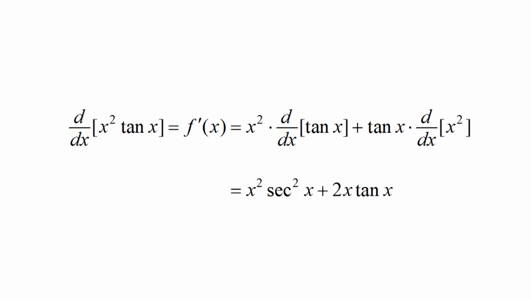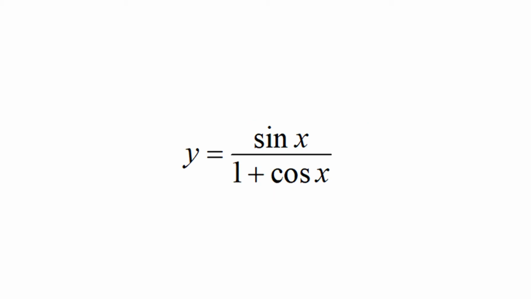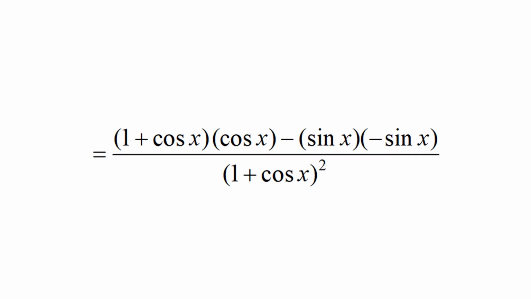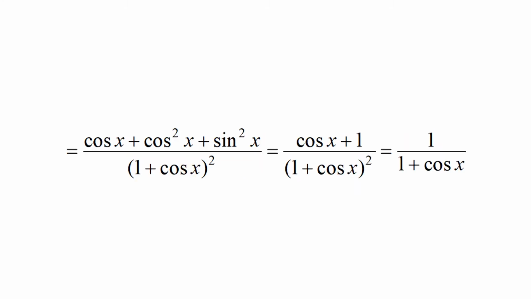As another example, we find dy by dx if y equals sin x by 1 plus cos x. Using the quotient rule, dy by dx equals 1 plus cos x into d by dx of sin x minus sin x into d by dx of 1 plus cos x, all divided by 1 plus cos x whole square, same as 1 plus cos x into cos x minus sin x into minus sin x, all divided by 1 plus cos x whole square, equals cos x plus cos square x plus sin square x, all divided by 1 plus cos x whole square, equals 1 plus cos x all divided by 1 plus cos x whole square, equal to 1 by 1 plus cos x.